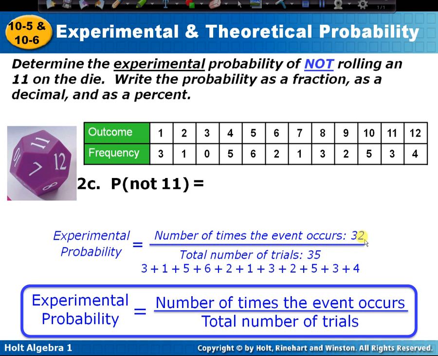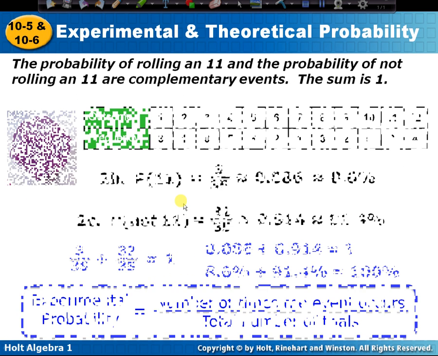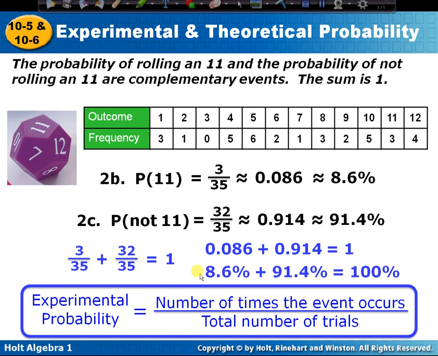So I'm going to write the number of times the event occurred, which is 32, that it landed on anything other than 11, divided by 35. And that's going to give me approximately 0.914. When I multiply that by 100 to turn it into a percentage, it's going to give me 91.4%. So now I can go back and add up my 91.4% to my 8.6%, and it's going to give me 100%. When I look at that as a fraction, it's 3 over 35 plus 32 over 35 equals 1.